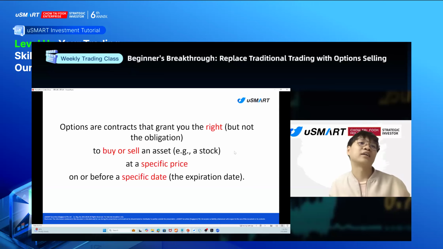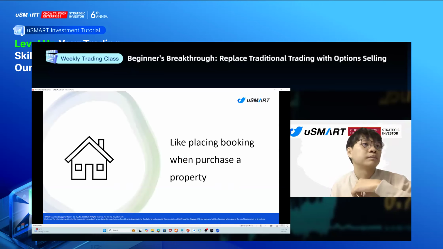Options are contracts that grant you the right, but not the obligation, to buy or sell an asset at a specific price on or before a specific date. This is the technical explanation, but we are not going to understand it purely by the sentence. I'm going to provide you some examples so that you can understand options by comparing to a real life example. Options to me is just like placing a booking when you want to purchase a property. As simple as that. So let's say that you want to purchase a property. Let's directly go to the example instead.